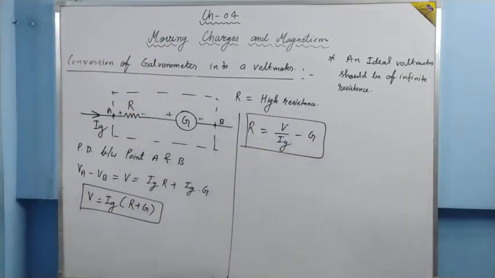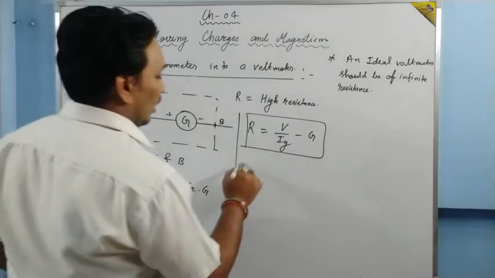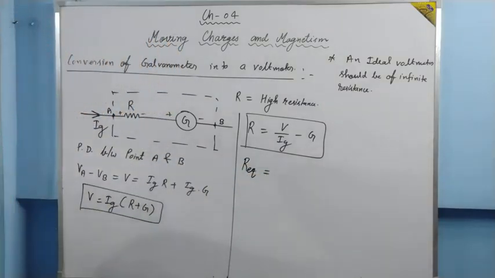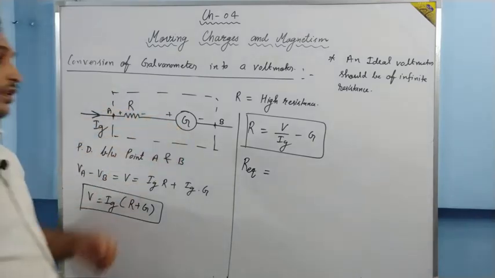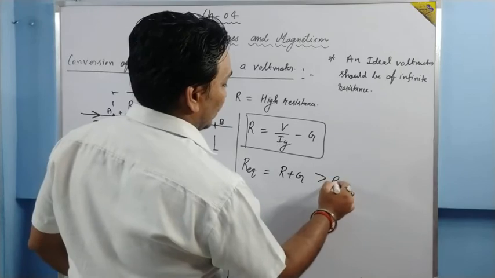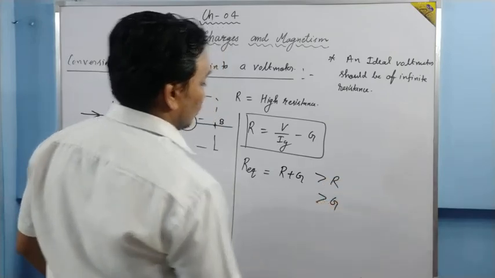V upon Ig minus G. This is the value of resistance to measure a potential difference V. Is it clear? What will be the equivalent resistance of the combination? R equivalent will be R plus G. They are in series, and R plus G will be greater than R and also greater than G.